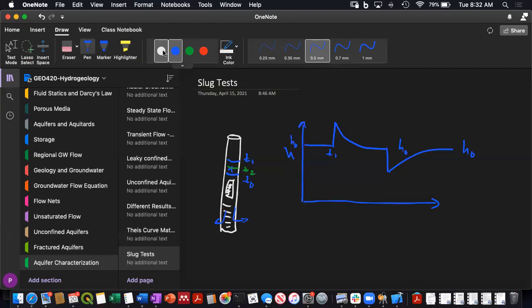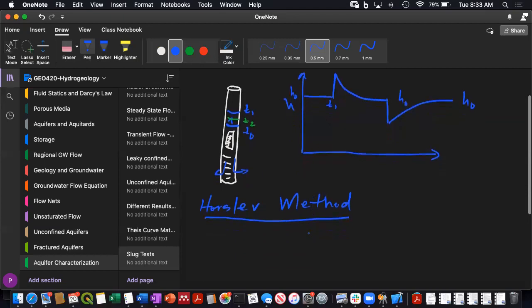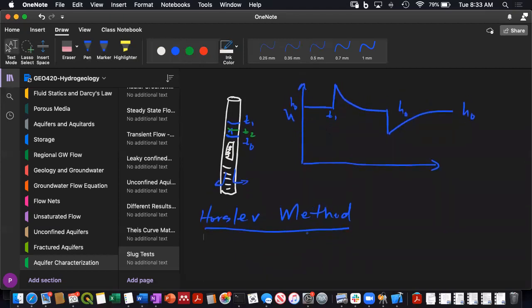What we're gonna talk about first is what's called the Hvorslev method for interpreting these slug tests. And the Hvorslev method is by far the most commonly used method for slug test interpretation, and was almost certainly developed by an engineer. Because what Hvorslev did was say, hey, look, this curve looks like an exponential.